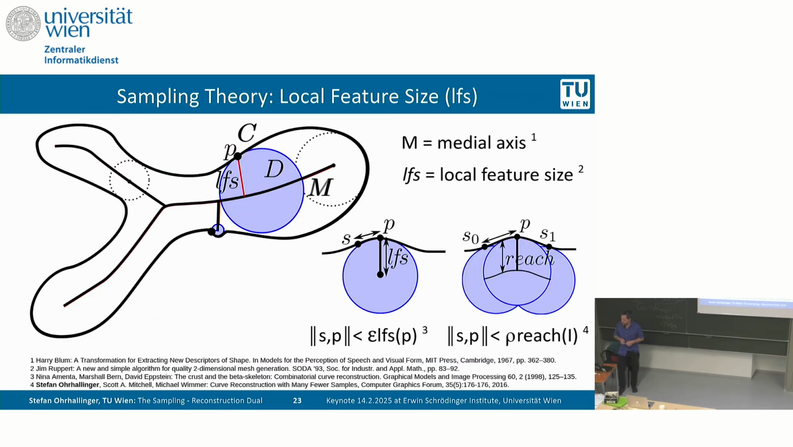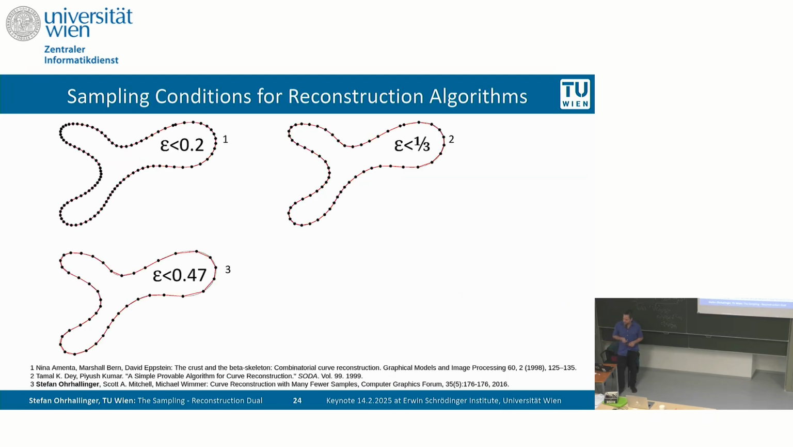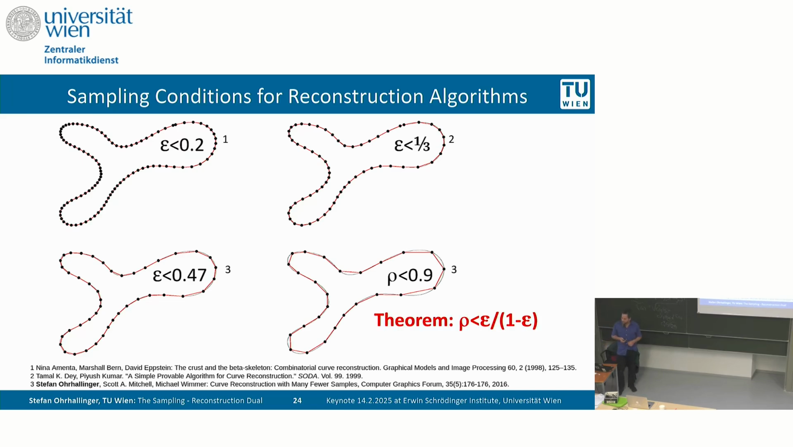And we came up with a different sampling condition, which we call rho. Instead of using the local feature size at a point, we look at the interval along the curve. This is called the reach, which is the infimum of the local feature size inside this interval, for example, between S0 and S1. This showed to be a much more relaxed condition. So you see the points here. The rho goes up to 0.9. And we also managed to prove a relation between the rho and epsilon.